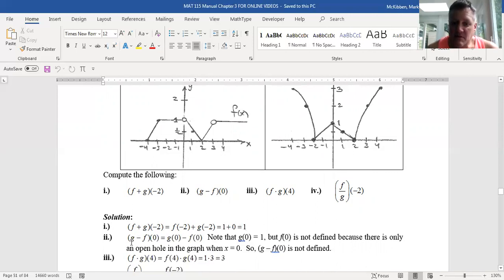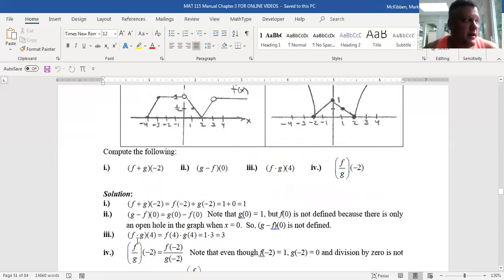Okay. Similarly here, g minus f of 0 is g of 0 minus f of 0. g of 0 is the y value on the graph of g when x is 0. That's 1. f of 0, notice that f of 0 has an open hole only. There's never a closed point. And so f of 0 is not defined. 0 is not in the domain. And so that means this part of the function isn't defined. And so the difference cannot be defined there. So g minus f of 0 is not defined.